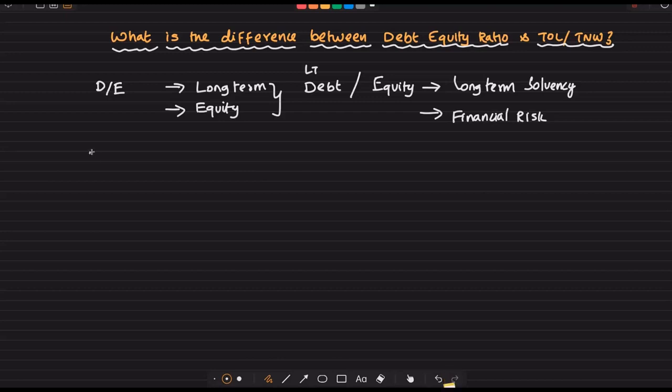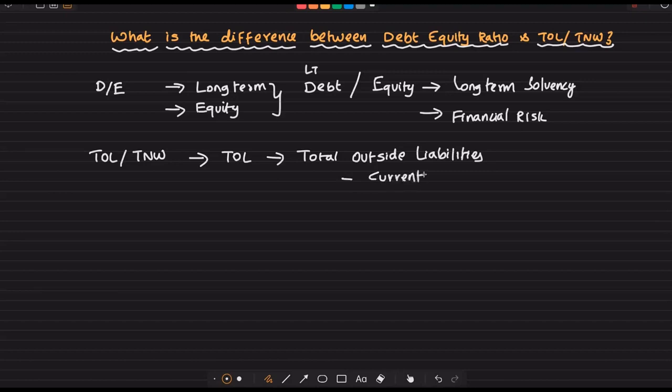Whereas TOL by TNW ratio is even more comprehensive, because when we say TOL, it stands for total outside liabilities. It means all the outside liabilities, whether it is current, that is repayable within 1 year, or whether it is long term, that is repayable even after 1 year. All the liabilities will be included. That's why it is called as total outside liabilities, and that will be compared with the tangible net worth of the business.